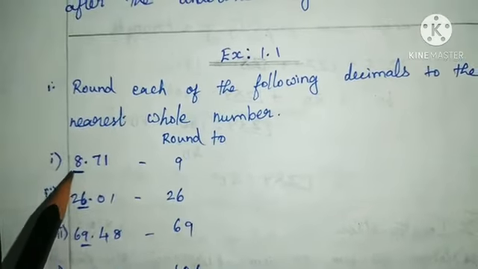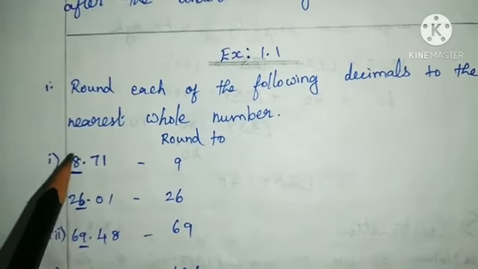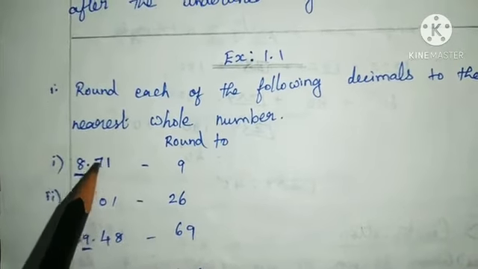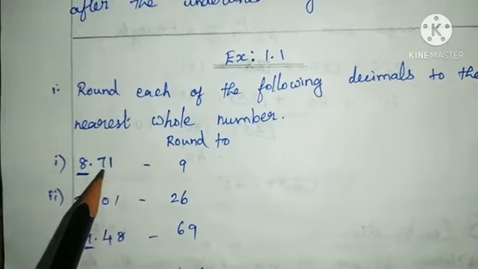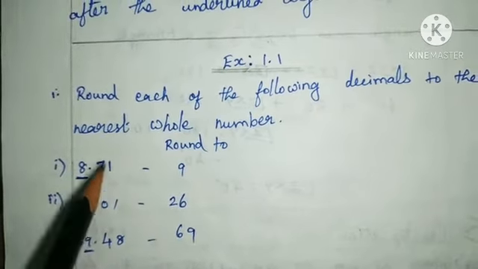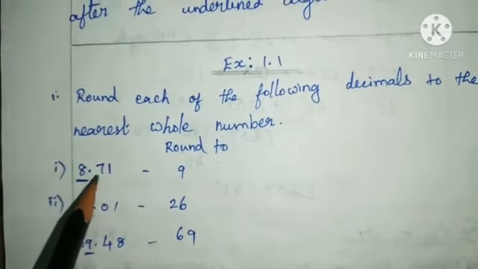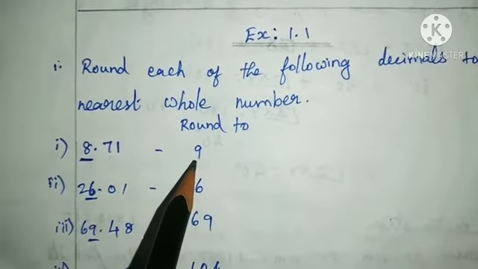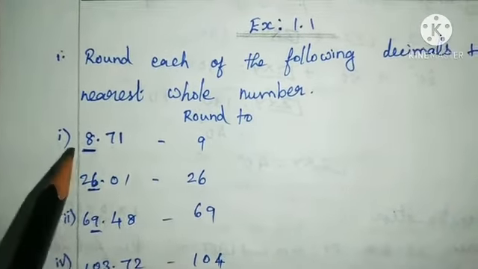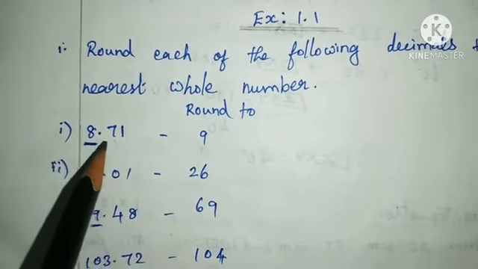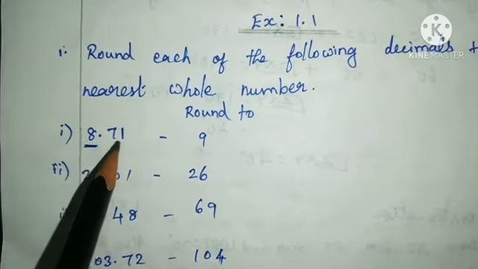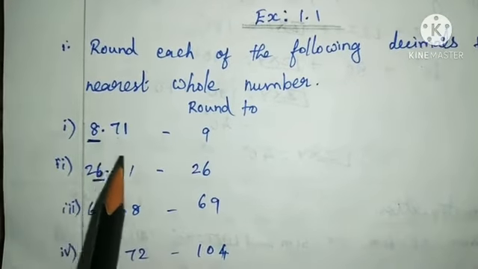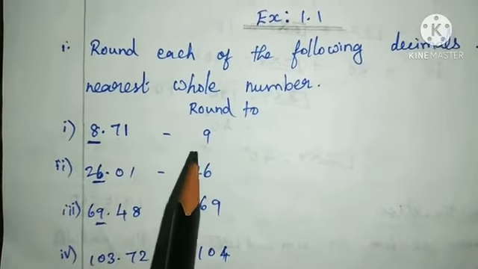And the next step is to see the right hand side of the underlined digit. The right hand side of 8 is 7. This 7 is more than 5, so we are going to add 1 to this underlined digit. That is 8 plus 1, we will get the answer 9. After writing this whole number, you have to ignore the digits after the underlined digit. That is, 8.71 will be rounded to 9.